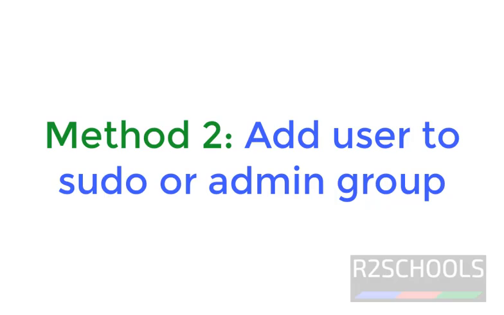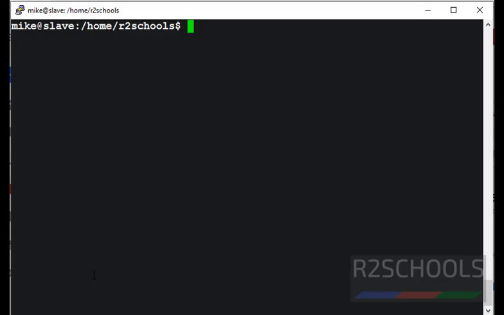The next method is by adding the user to the sudo or admin group. The command is adduser, then the username. Here the username is Mike, and the group name is sudo. It will throw an error because we are running with the Mike user.